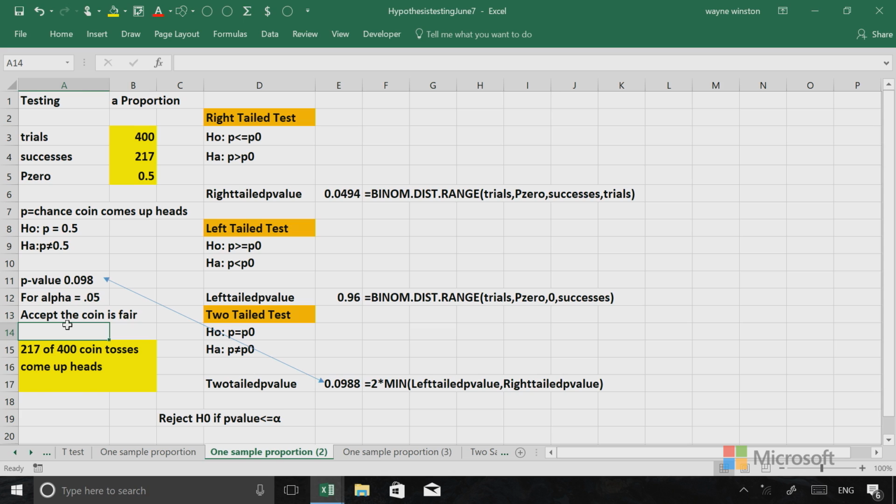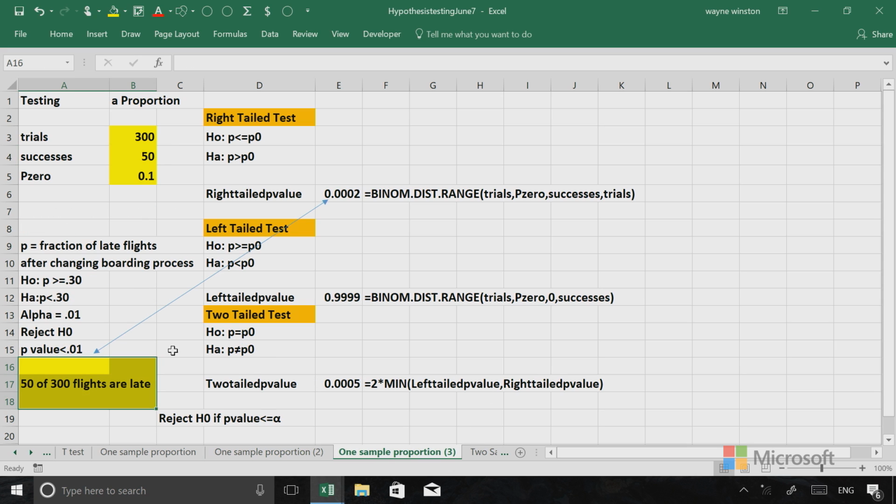That's not enough evidence that the coin is unfair, even though we didn't get exactly 50%. There's roughly a 10% chance of getting a result this extreme, 217 out of 400, or more extreme. In other words, getting a result more extreme than 54% heads in a sample of 400 coin tosses. Basically, that could happen with reasonable probability. We don't reject the null hypothesis.